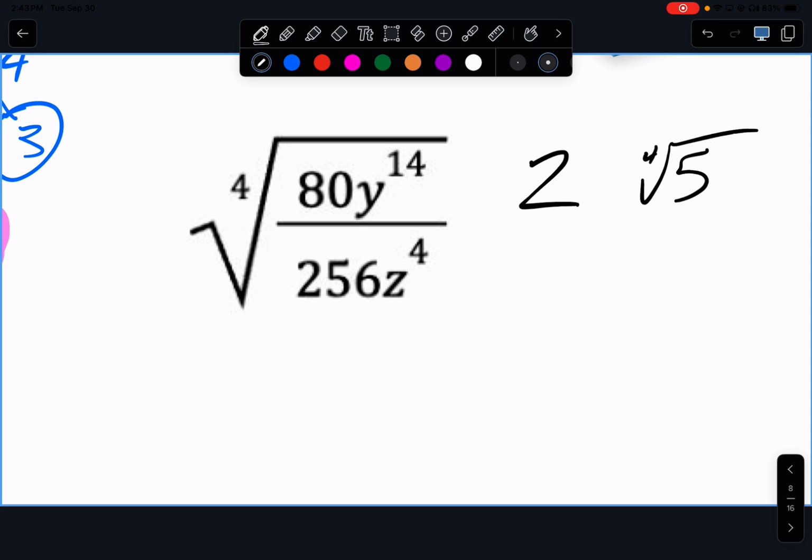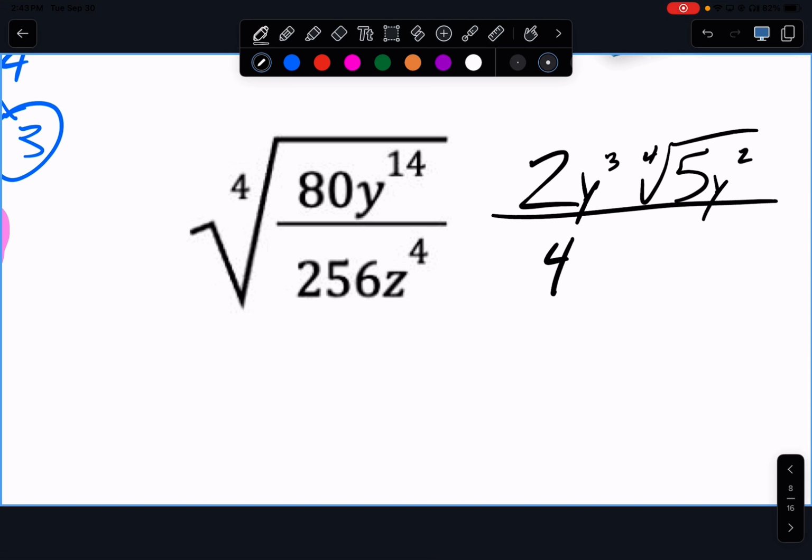Like that. Okay, now what about the y? Y to the 14th. Can I simplify that? Yep, how many times does 4 go into 14? 3 times. So that's y cubed with how many left over? Y squared. Good. Over 256. It's 4. So we know that goes outside.